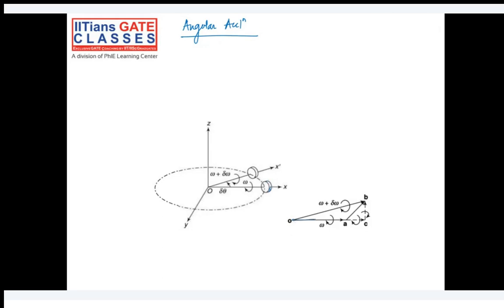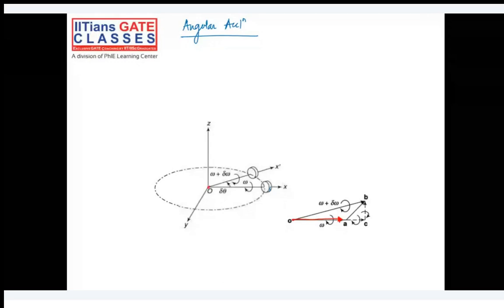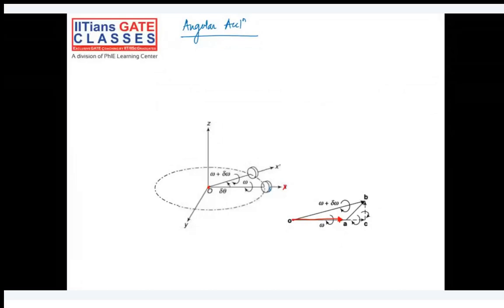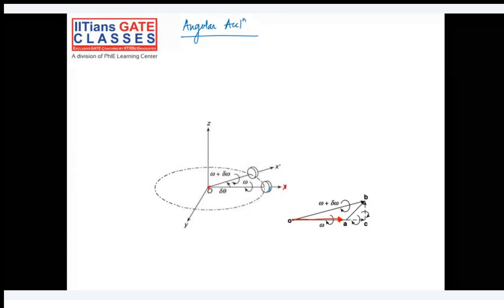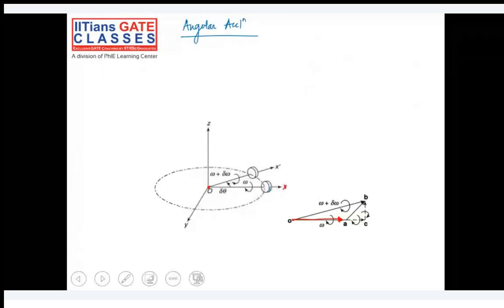I'll use a red pen. O to A indicates that we are rotating or spinning this wheel on the OX axis. This is the center O and this is the OX axis, and the direction is clockwise. That is what we can see here. If you see from this side, it is clockwise. Correct.